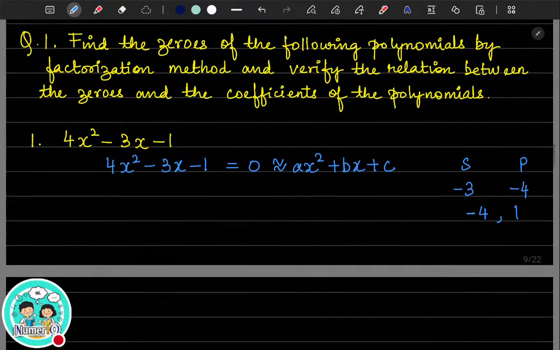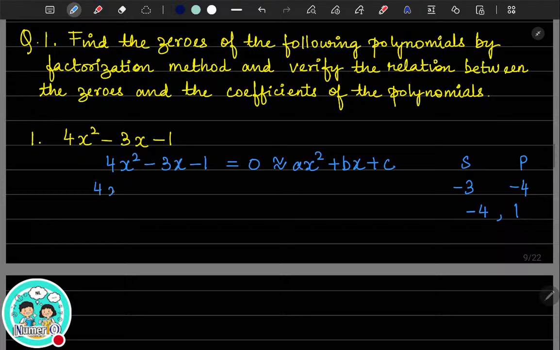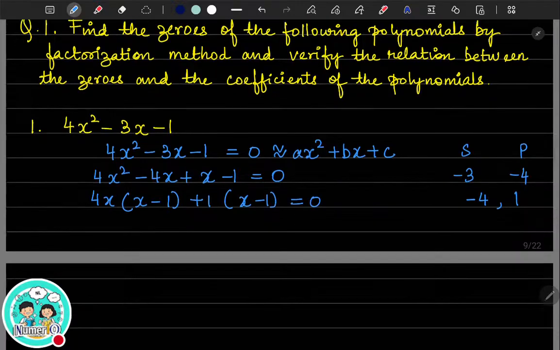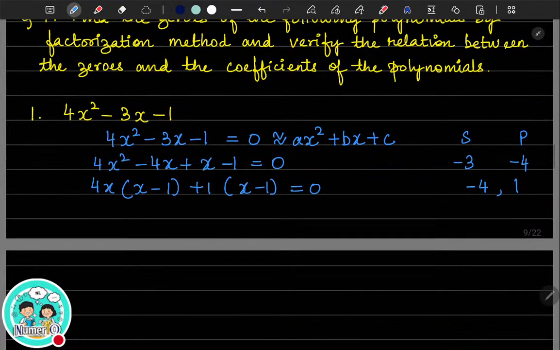So let us do the middle term splitting here. You have 4x square minus 4x plus x minus 1 is equal to 0. So you have 4x common out, you have x minus 1, again plus 1 common out, again x minus 1 is equal to 0. So between the two terms you can take, say, x minus 1 is common and the other term is nothing but 4x plus 1 is equal to 0.